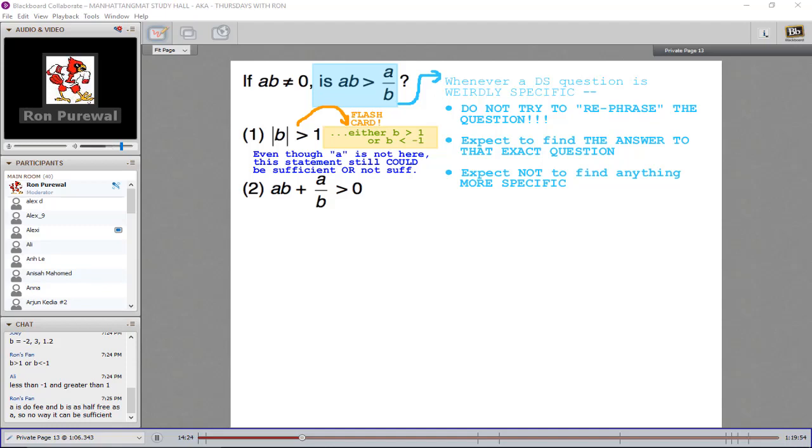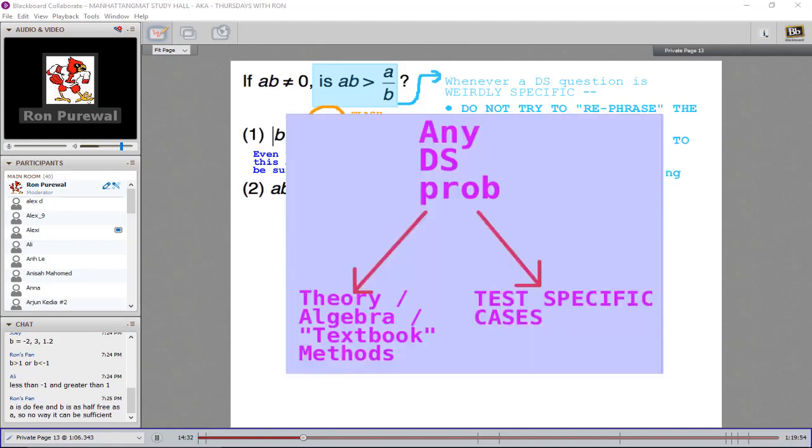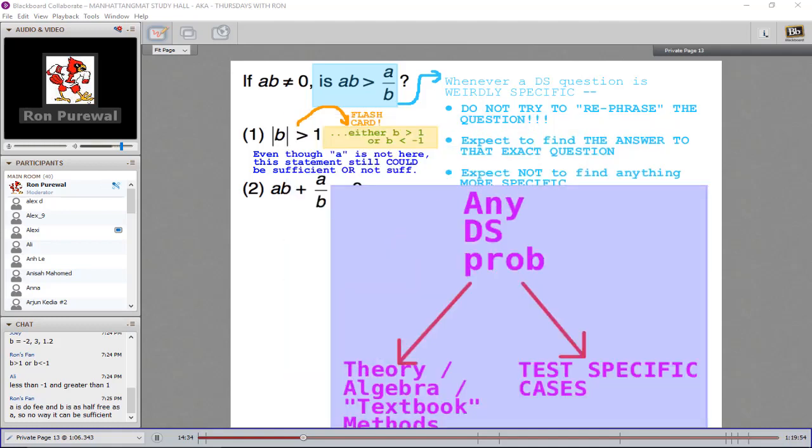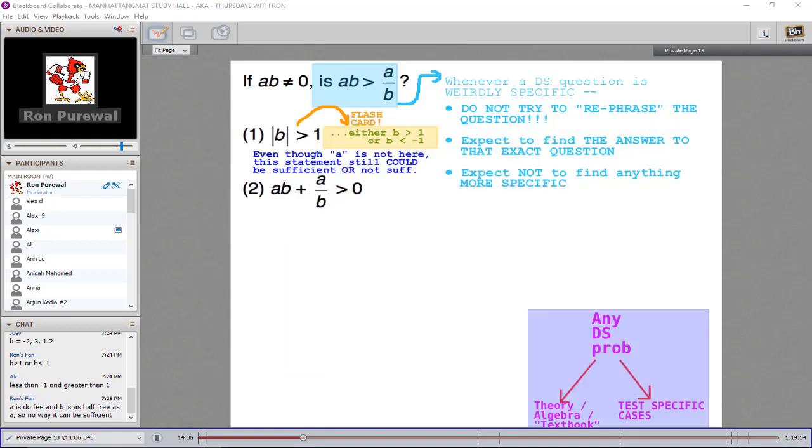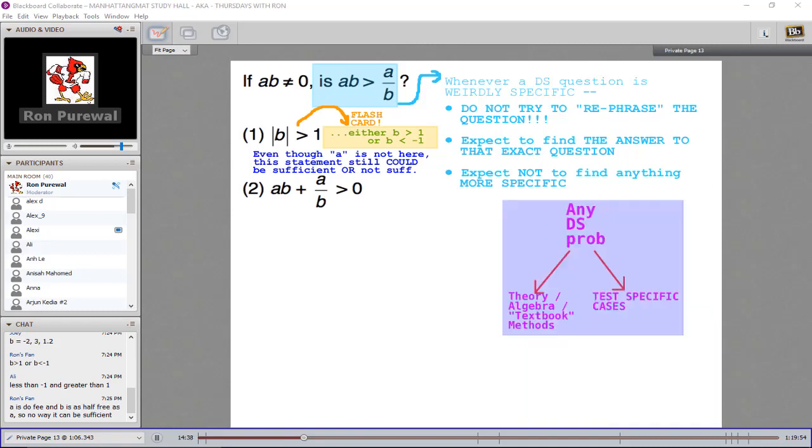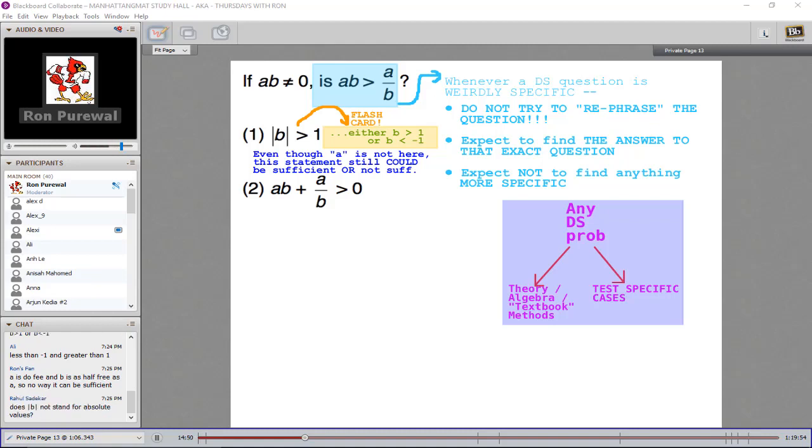Let's plug in some cases. We're not going to be able to do algebra here. And one thing about data sufficiency that you should also know is that there are basically 2 approaches to it. Either you're going to use some type of algebraic or theoretical approach, or you're going to test cases. It's pretty much all you can do, as opposed to multiple choice problems where you have lots of different ways you can do those. You can pick smart numbers, you can back solve, you can do all kinds of stuff like that.